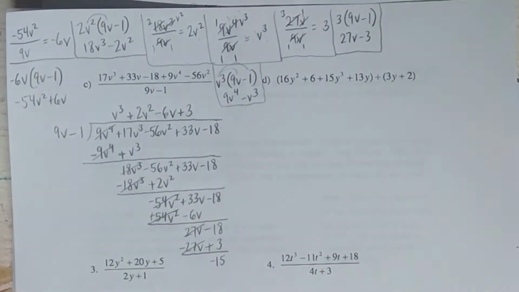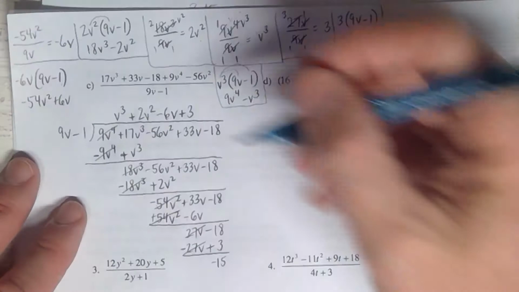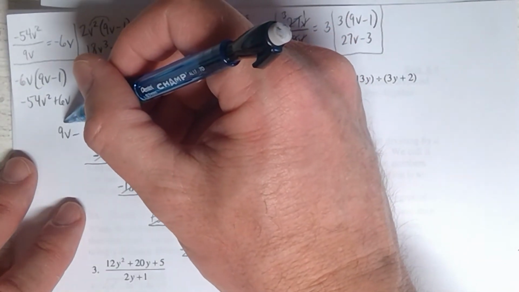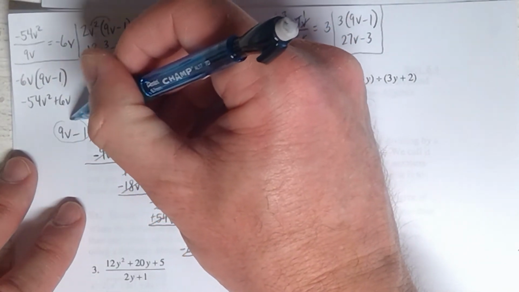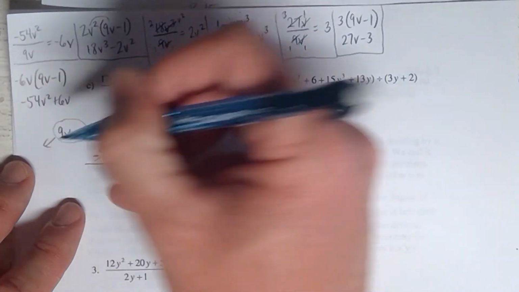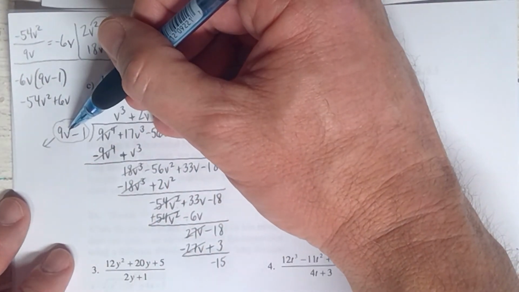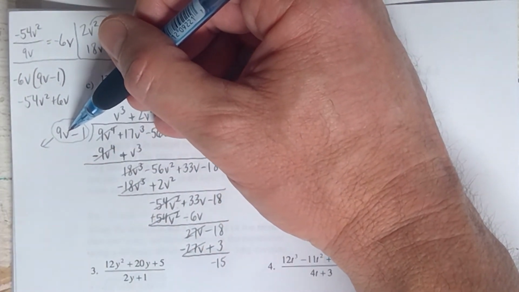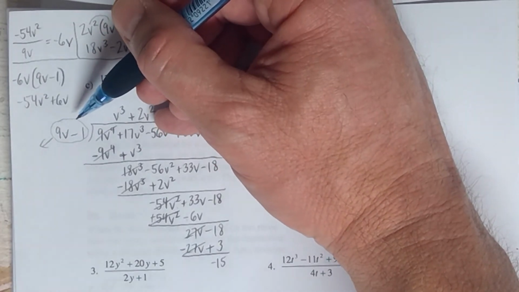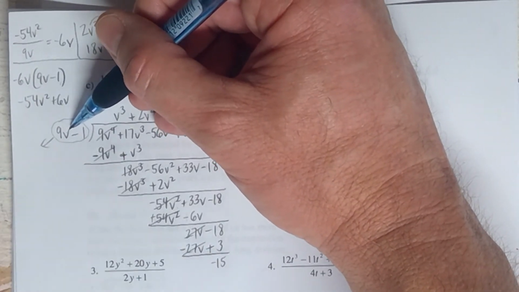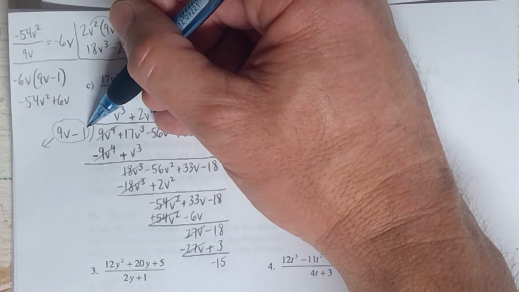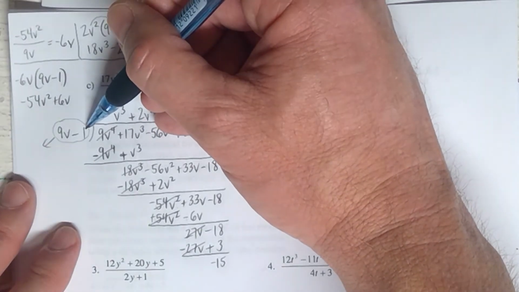Why are we done? Okay, we are done because the divisor here, the thing on the outside, what is the degree of that polynomial? Remember, degree of a polynomial is when you figure out the largest degree of any of the terms. This is a degree 1 term because it's v to the first. This is a degree 0 term because it's got no variable.